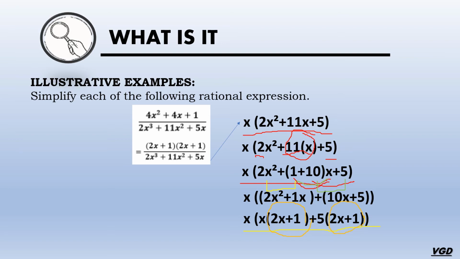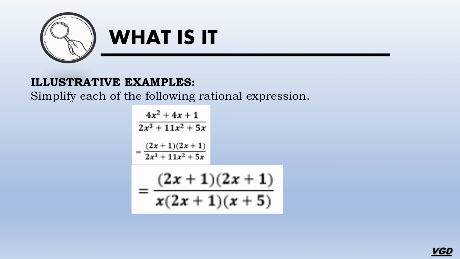So therefore, all we have to do is just to copy that one. So copy the 2x plus 1, and the remaining factor, which is x plus 5. So when I rewrite that one, we have now x times the quantity of 2x plus 1 times the quantity of x plus 5.